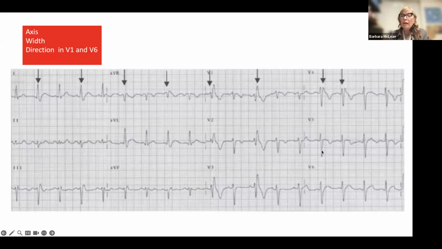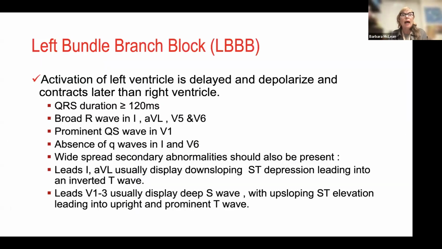Okay, if I look at V5 and V6, you can see I have an R wave here, which indicates current to the left, but then I have a really deep S wave. So I have quite a few issues going on here as I'm looking at that EKG. Now with left bundle branch block, the normal direction is to the left ventricle. So that's all normal, but it's going to take a really long time to depolarize. And the fact is that I've already depolarized and contracted the right ventricle by the time I depolarize and contract the left ventricle.